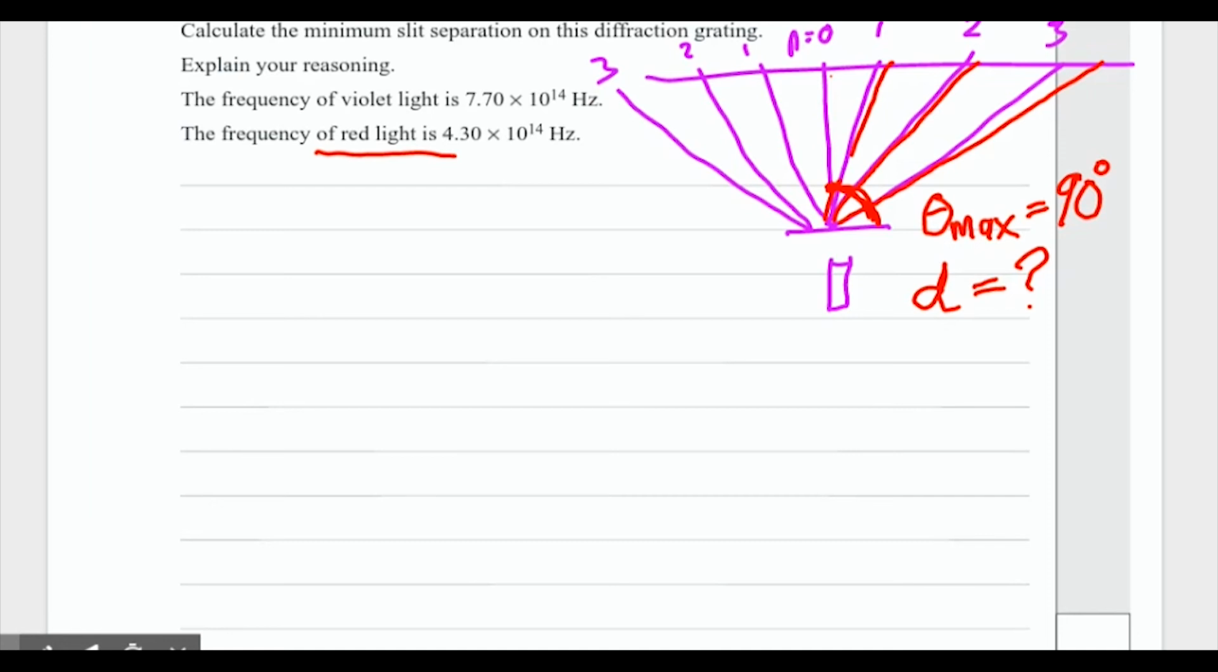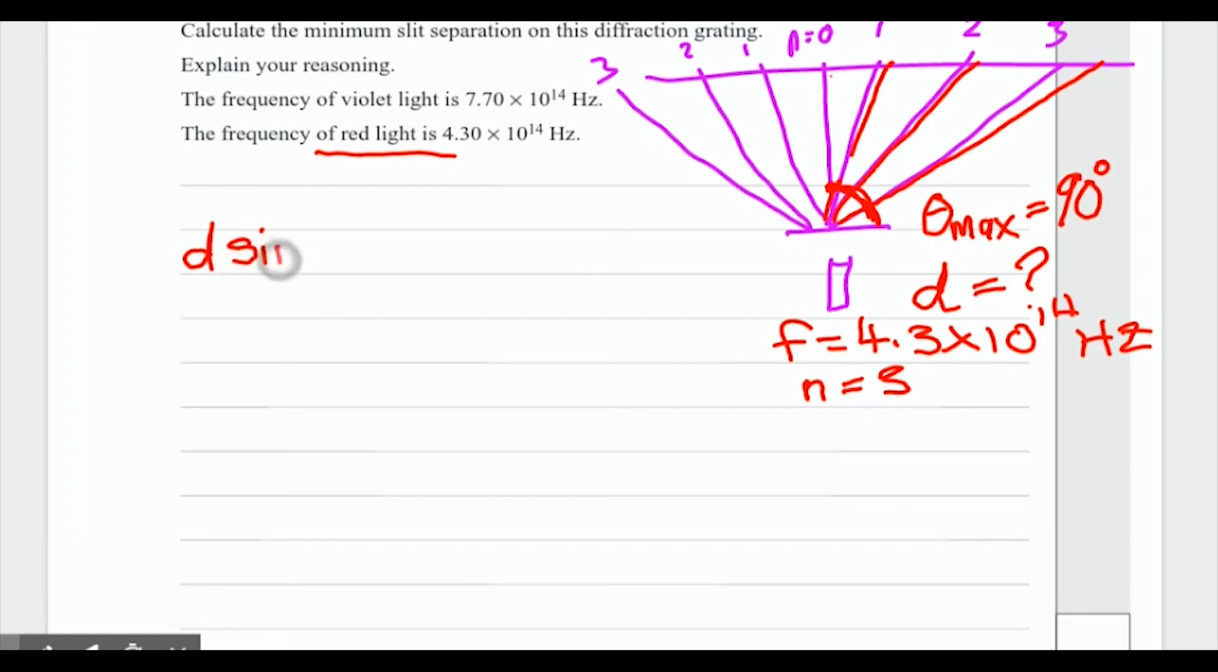And, well, might as well write that. Our frequency in this case is 4.3 times 10 to the 14. And always put your units, that is in hertz. Okay. Now, we also know that our n is equal to 3. So that's helpful. n is equal to 3. And our equation on our formula sheet that relates to this is that d sine of our angle, theta, is equal to n lambda, where we are trying to solve for d.